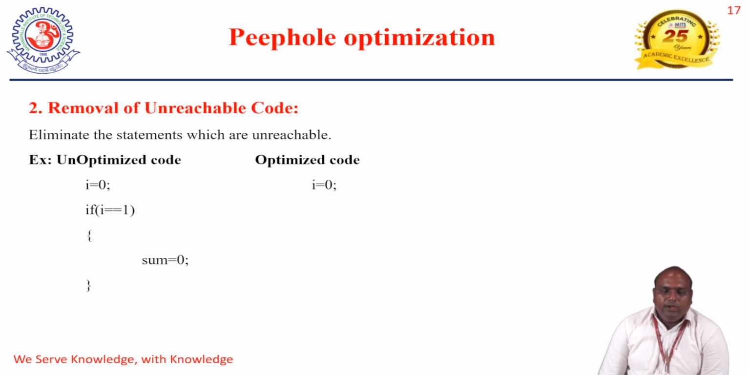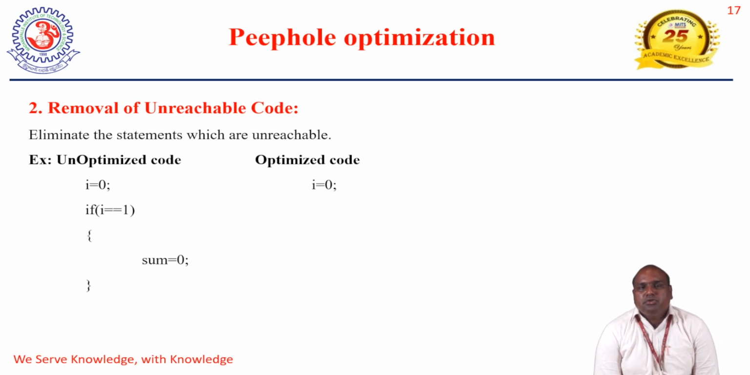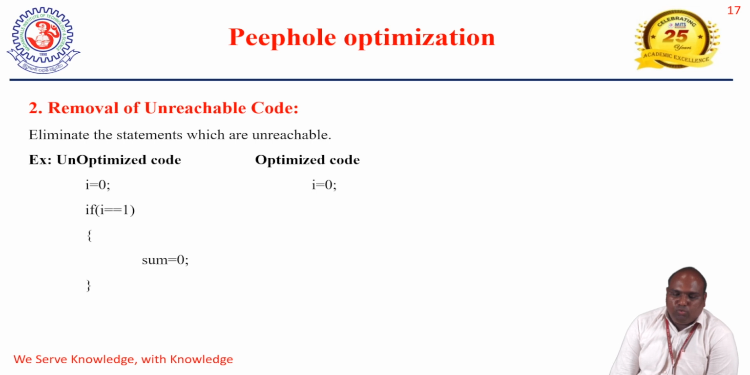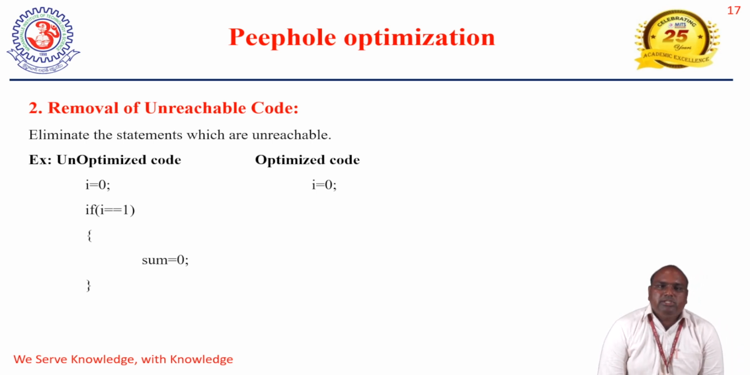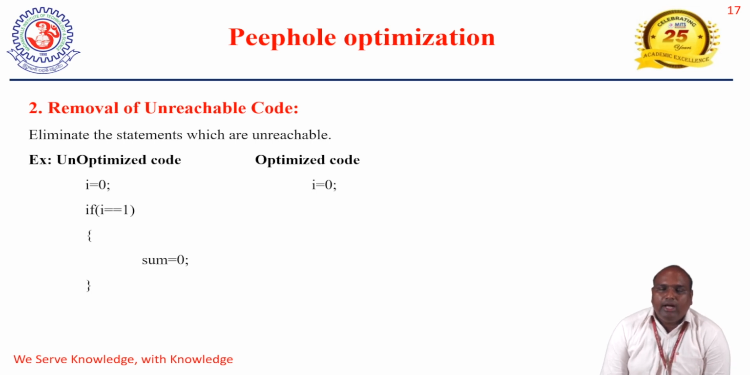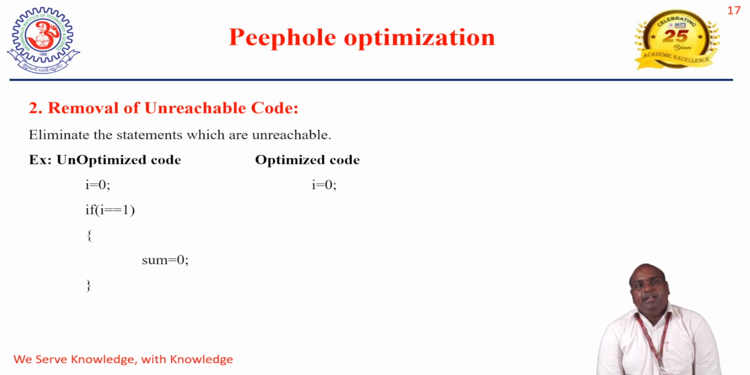Next one is removal of unreachable code, which I already told. Removal of unreachable code is also the same as dead code elimination. If any code is not reachable to execute in the program, it comes under removal of unreachable code. If you see the example, I mentioned i equal to 0, if i equal to 1, sum equal to 0. If I mentioned i equal to 0, what is the use of checking the if condition i equal to 1? It won't be checked at all in the entire program. That's why we remove the unreachable code, or we call it dead code elimination.